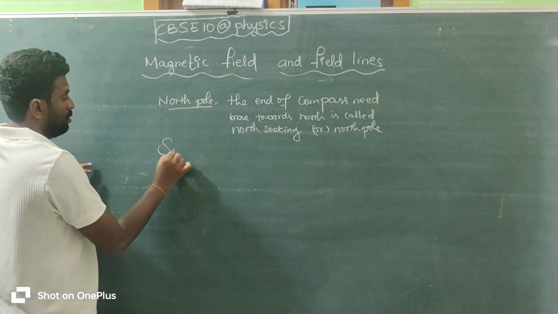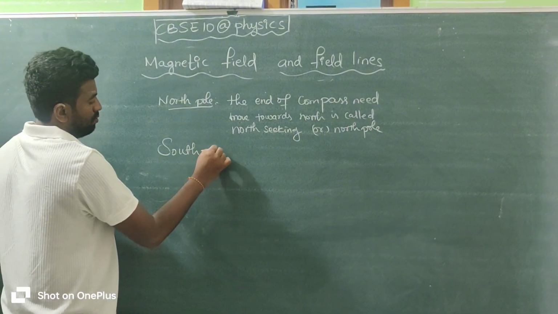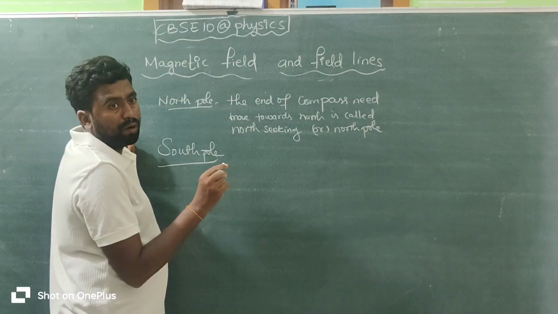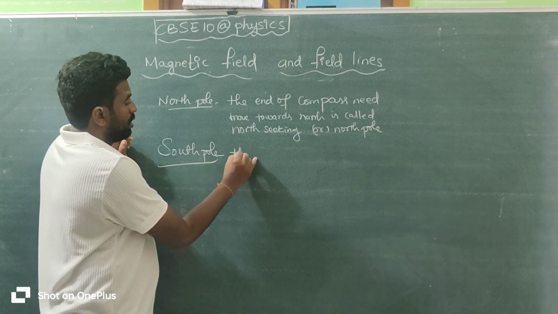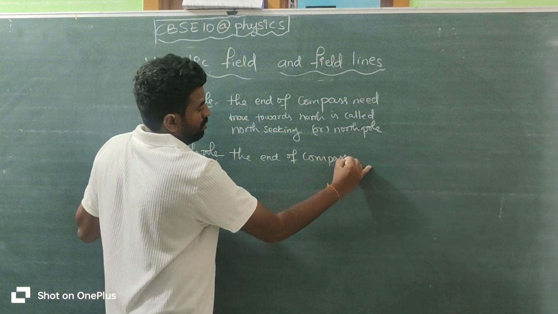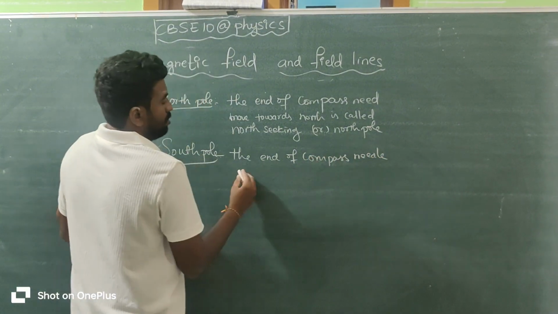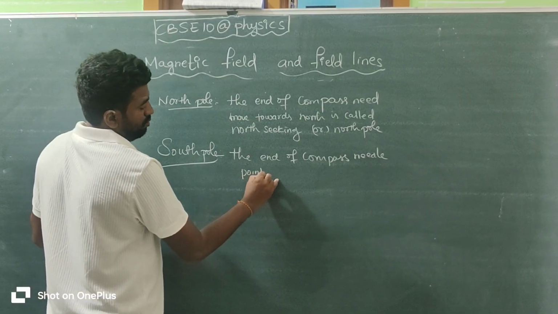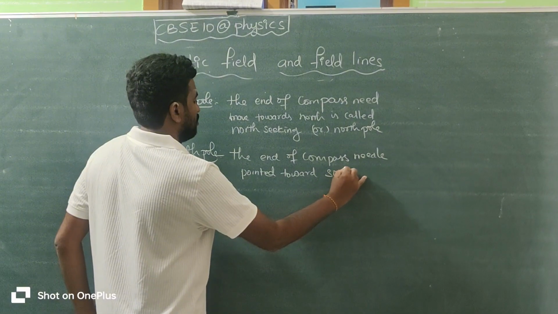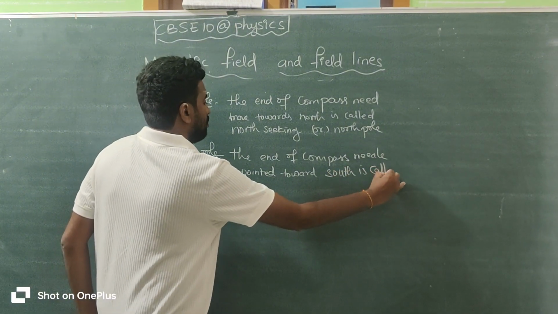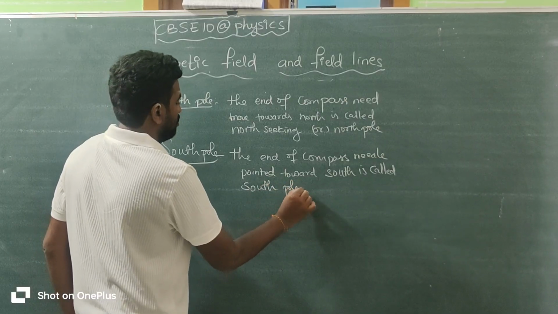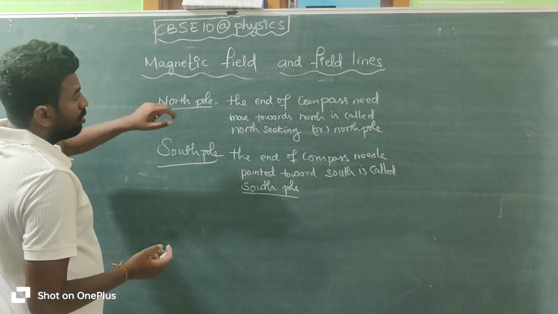Next, the south pole. We know that if you break a magnet into any number of parts, every part of the magnet has two poles. The end of the compass needle pointed towards south is called the south seeking pole, or south pole. So every magnet has two poles.